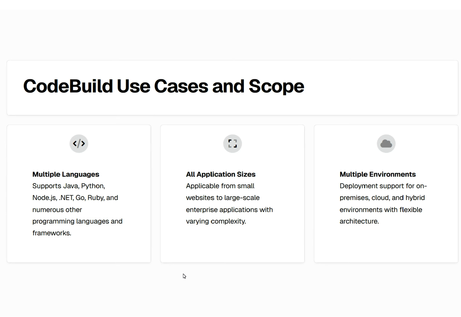Let's look into CodeBuild use cases and scope, right? Multiple languages are supported. You can see so many languages we are currently using. It supports Java, Python, Node.js, .NET, Ruby, numerous other programming languages and frameworks, and applications from a small website to large-scale enterprise with complex multiple environments, or deployment support on-premises, cloud, and hybrid environments with flexible architecture.